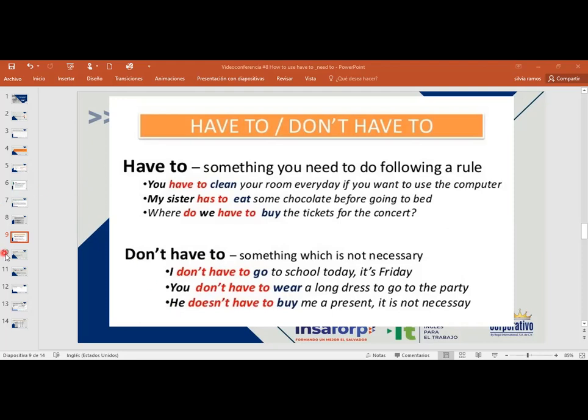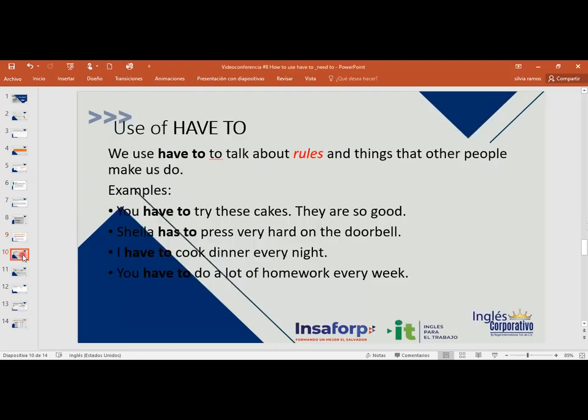Very good. So we have this example here, right? And then the use of this, for example, right? Remember, this is to talk about rules, right? Or things that other people make us do. Este es el uso. Okay, voy a utilizar have to cuando estamos describiendo reglas o cosas o situaciones que alguien más nos hace realizar. Okay, para eso lo estamos utilizando.